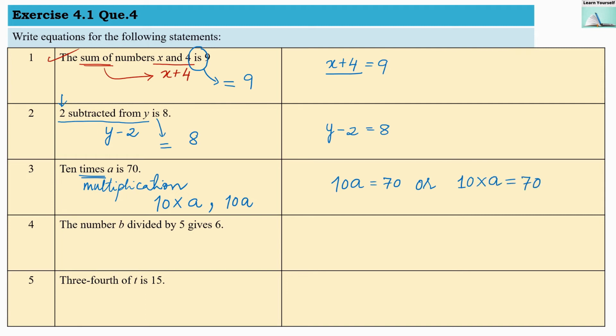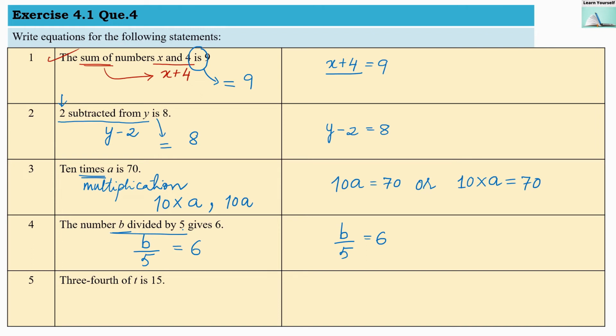Fourth, the number b divided by 5. B divided by 5 means b will be in the numerator and 5 will be in the denominator. Gives means equals to 6. So our equation is b divided by 5 equals 6. So is, gives, as an answer, all those things suggest we write equals to.